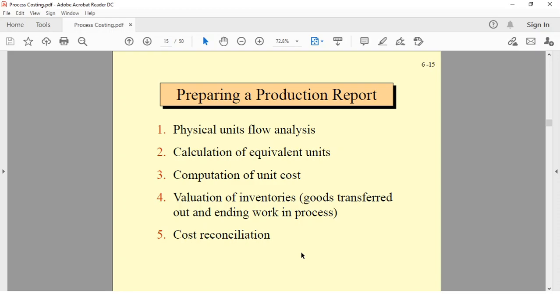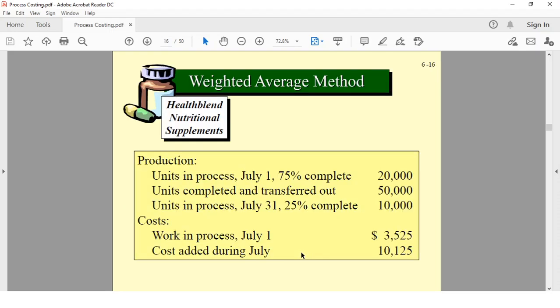Now, again, in the production report, there should be a physical units flow analysis. There should be a calculation of equivalent units. There should be the computation of the unit cost. There should be the valuation of inventories, meaning you can see the amount of goods transferred out and ending work in process, and the cost reconciliation.